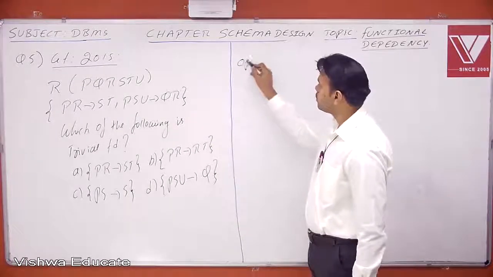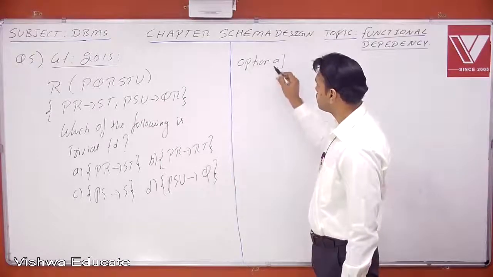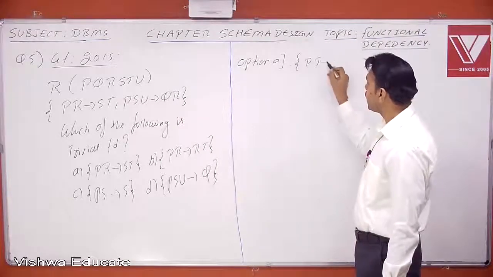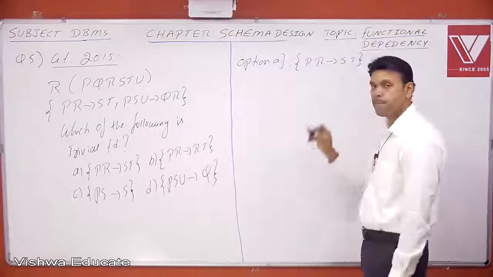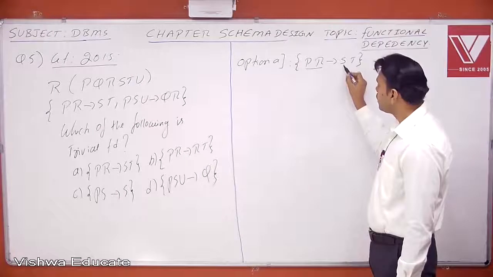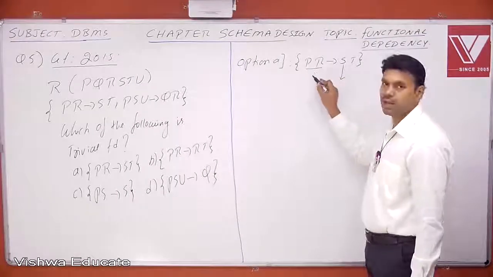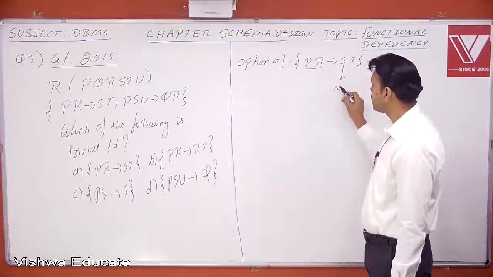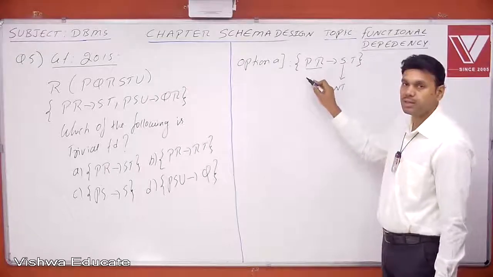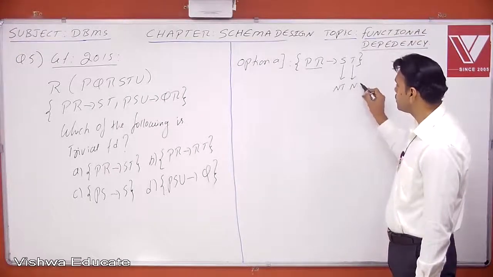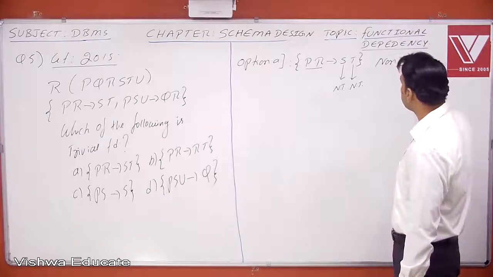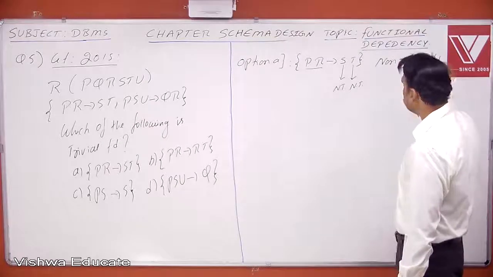So I'm checking option A. What is option A? Given PR tends to ST. Okay, so PR is a determinant. Now you tell me, is S a part of LHS? No. Hence it comes under non-trivial. Is T a part of PR? No. Hence it comes under non-trivial. So therefore finally it is which FD? Non-trivial FD.